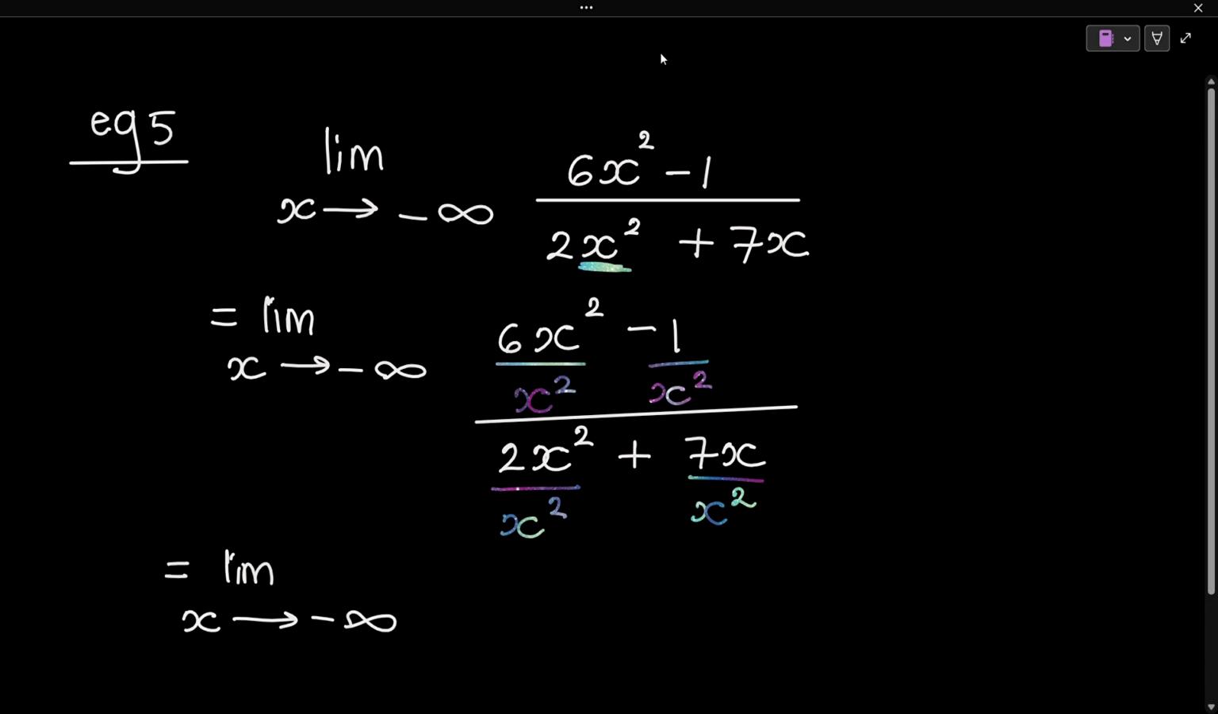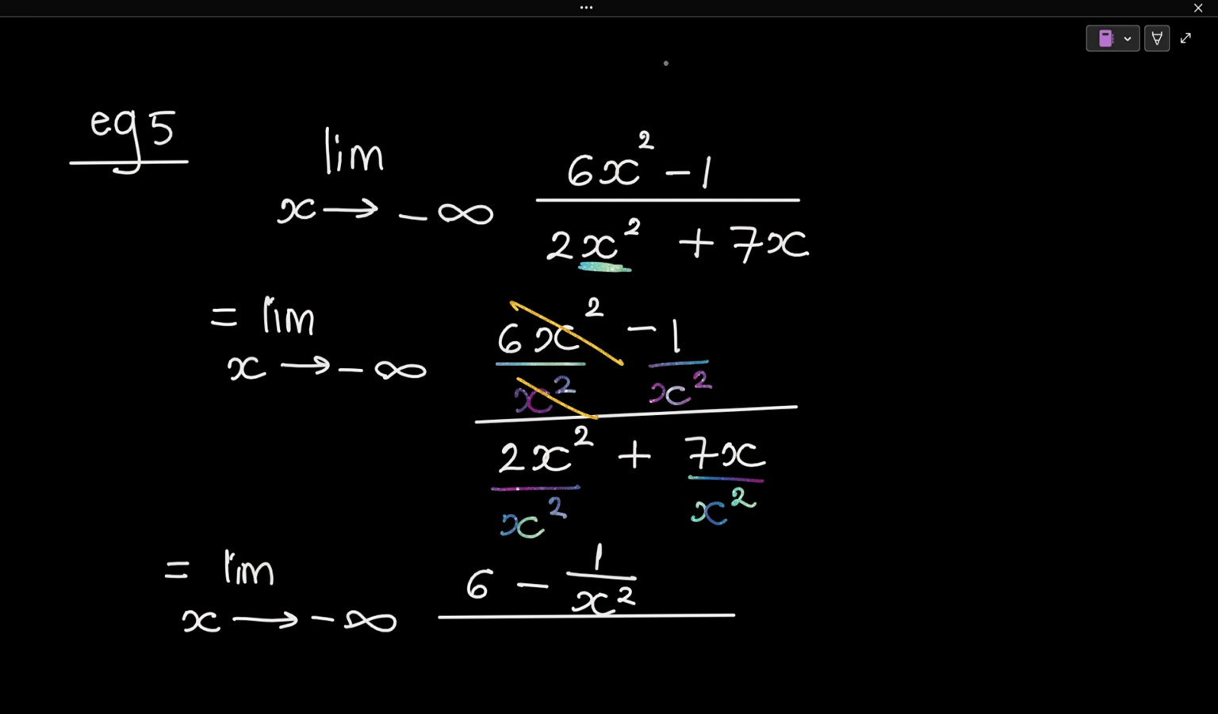So the first term from our numerator, we've got 6x squared over x squared. Those are going to cancel out, and we are left with 6. In the second term, we've got minus 1 over x squared. Nothing can cancel out there, so that's going to stay as is. In the denominator, we've got 2x squared over x squared. We are going to be left with 2. And in the second term, 7x over x squared, that is going to be 7 over x.